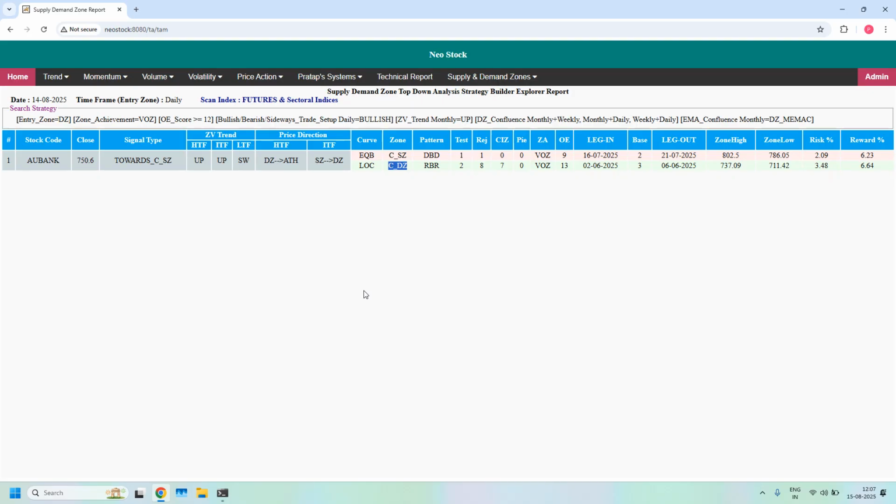It all depends on the lesson 20 checklist items. If all the lesson 20 checklist items are satisfied, you can plan a trade. Otherwise, there are higher chances the zone might be violated. So, this is about the monthly income trade bullish trade setup. Similarly, let us generate monthly income trade bearish trade setup stocks.